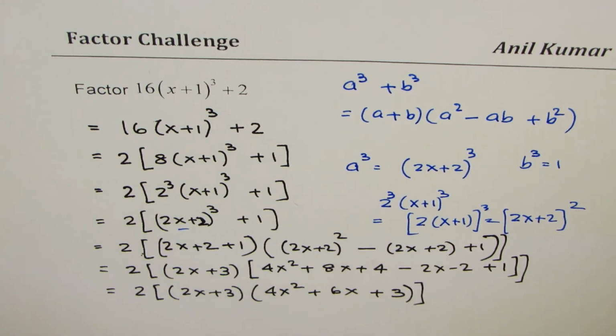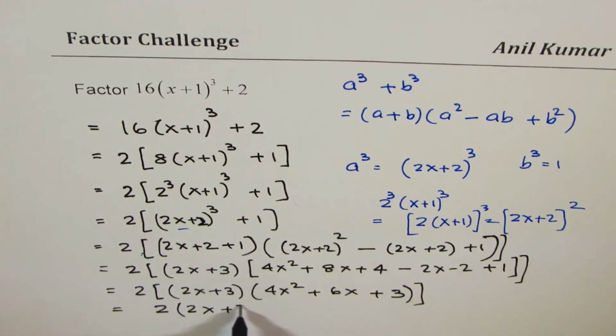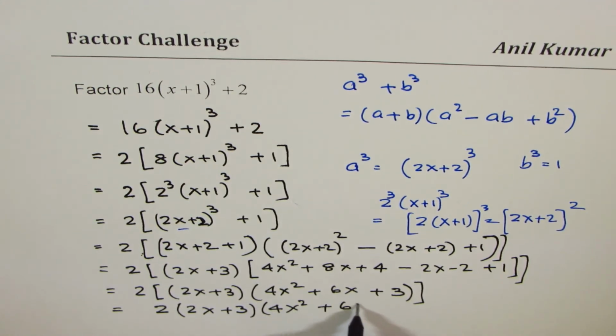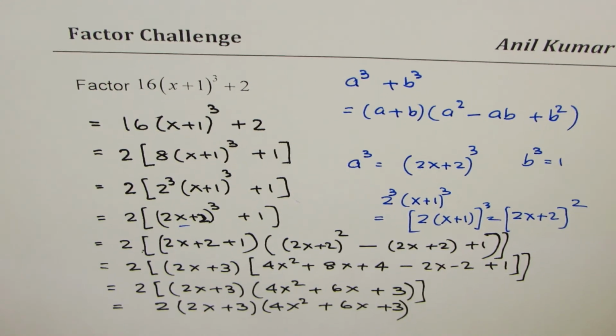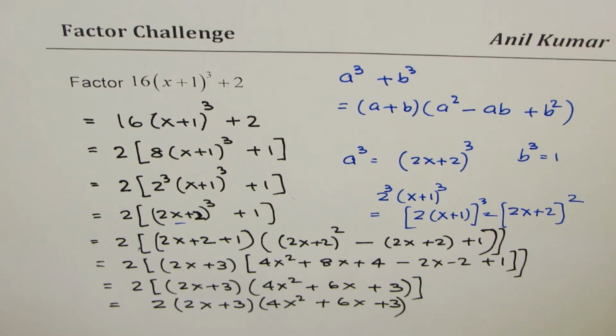So that is the end result, right? So finally, we get 2 times (2x plus 3) times (4x squared plus 6x plus 3). Correct? So that is the factored form of this cubic expression. I hope it is absolutely clear, right? So go through these steps, try to understand how we grouped it or factored it.